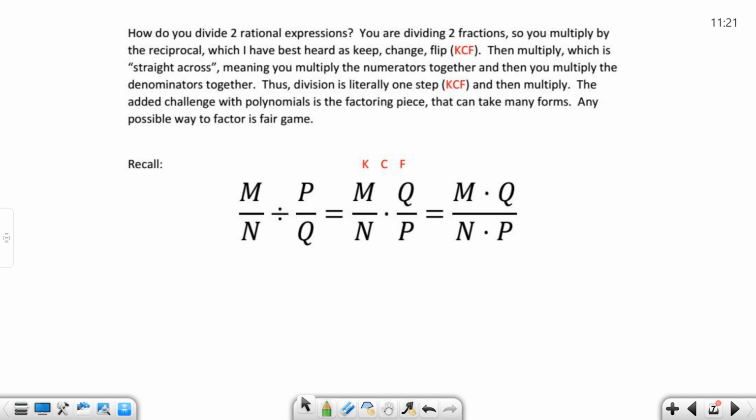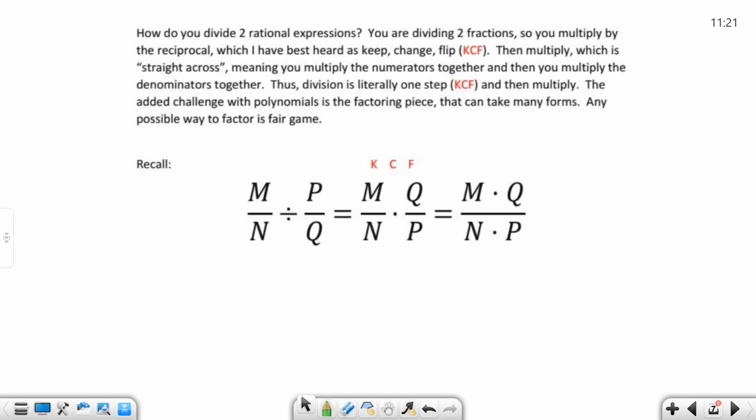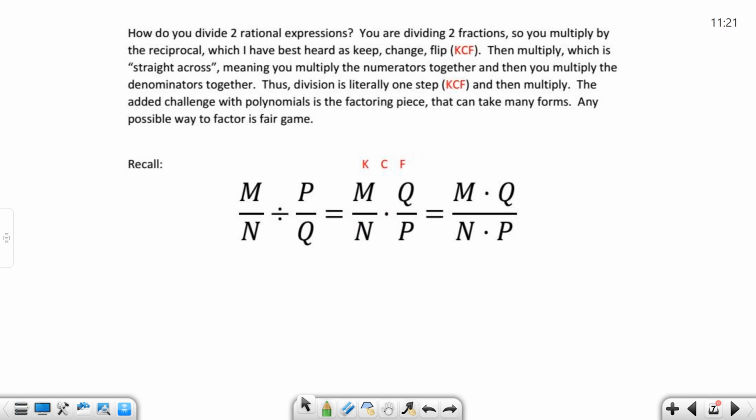I want you to recall that if you have m over n divided by p over q, then you keep this one the same. You change the division to times, and then you flip this one. The fancy word for that is reciprocal. So we keep, change, flip, and then you multiply straight across. It's literally one step and then multiply.